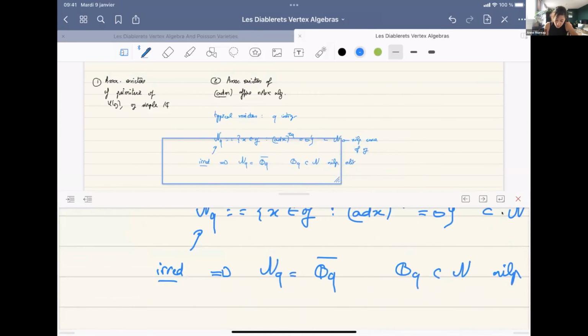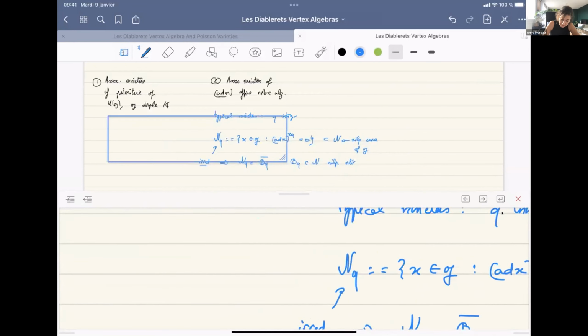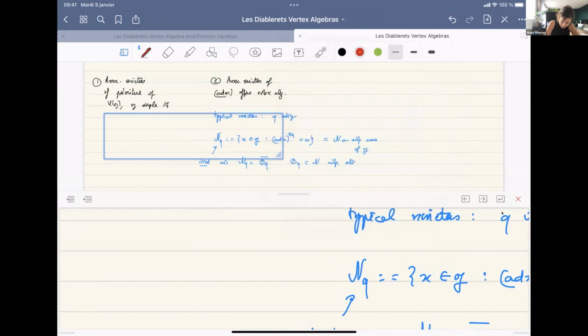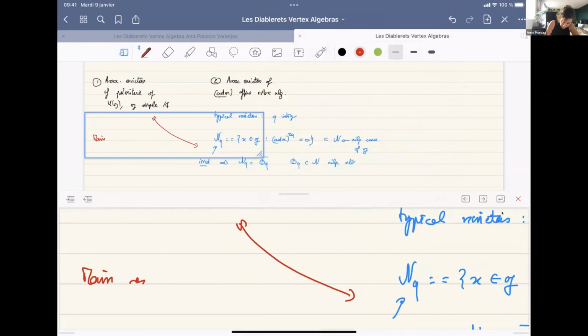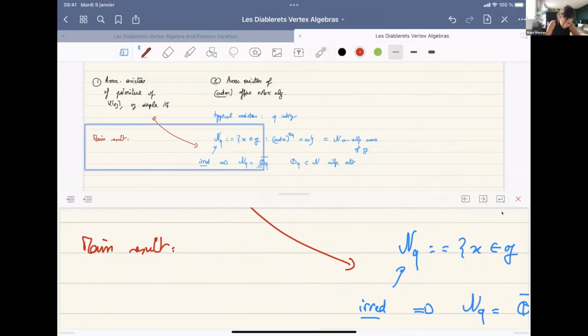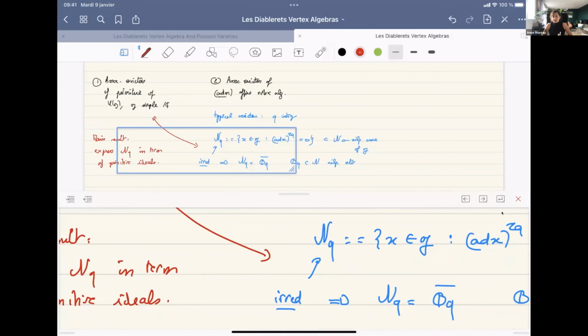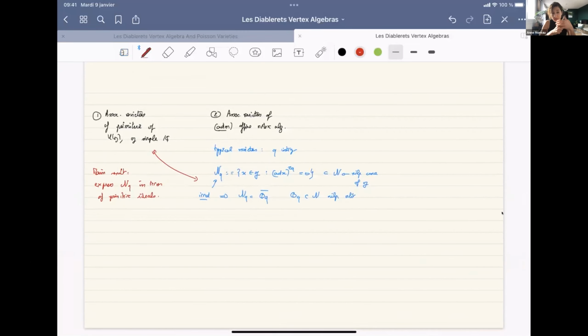And as I mentioned, our result is to express this in terms of primitive ideals. So this is the main result I want to discuss and explain why it can be interesting. So as you see, this a priori has nothing to do with vertex algebras, because you can describe N_Q without referring to any vertex algebras. But our proof uses the representation theory of admissible affine vertex algebras. And moreover, our motivations come from this context.